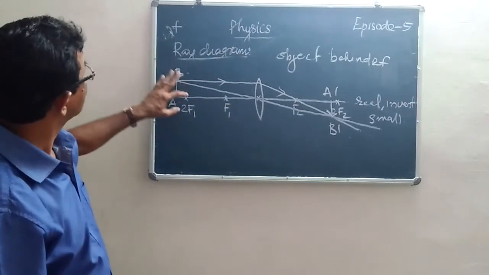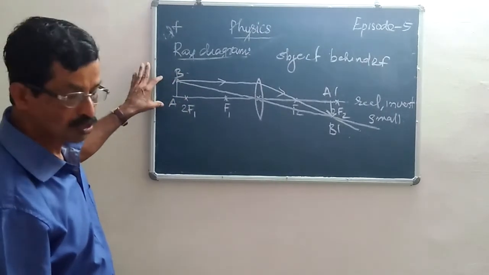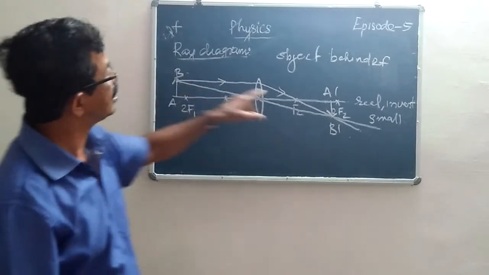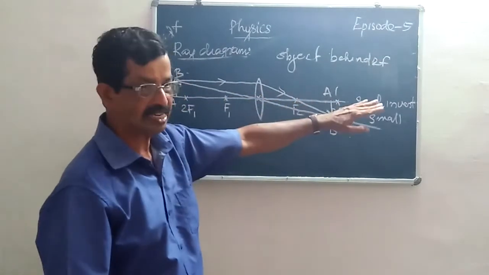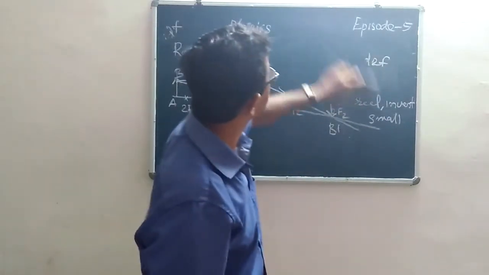Okay, once again. Now the object AB is where? Behind 2F. Where is the image formed? Between F and 2F on the other side. And its nature is real, inverted, and small in size.